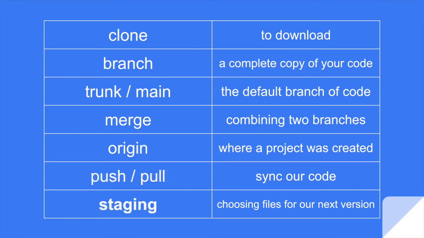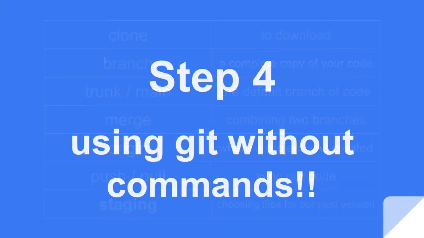Staging. When we make a new version of our project, we look through all the changed files and choose which ones will be part of the newest version. These files get staged. Usually we choose every file, but sometimes you want, say, only front-end code or back-end code to be part of the new version. So all the updated files that we choose to be added to the newest version get staged.